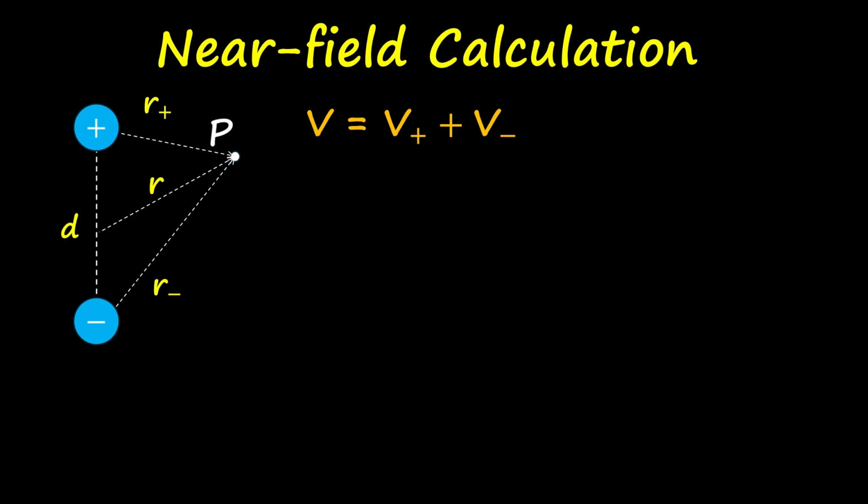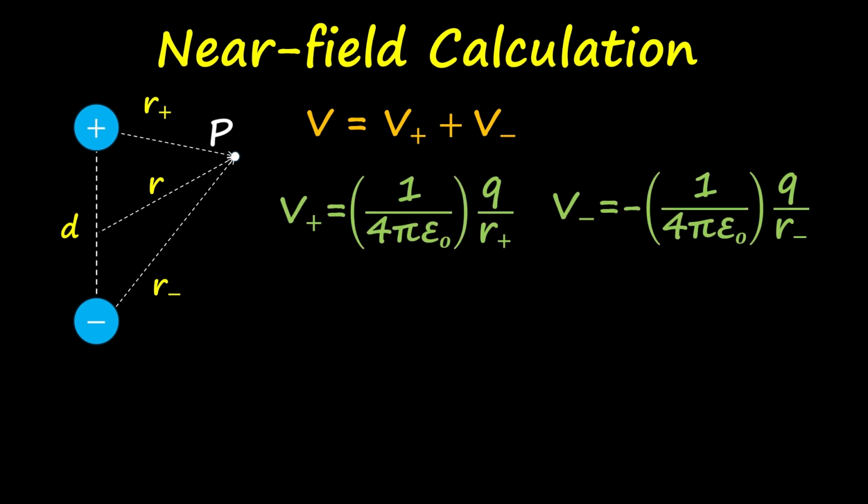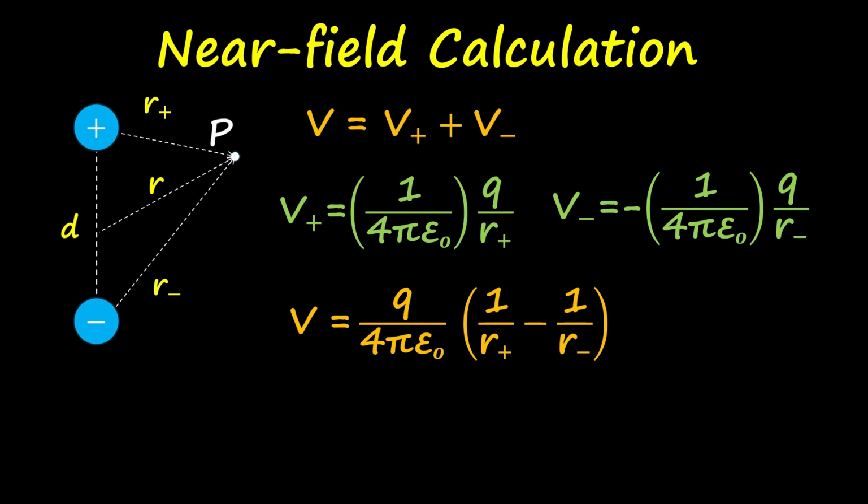Now for this V plus and V minus, we can use the formula of a potential due to a point charge, and these are the formulas. Then we can substitute these into the expression and we can get the final expression of the potential. Now, if you want to find out the electric field, we can use this relation and we can find out the electric field also.